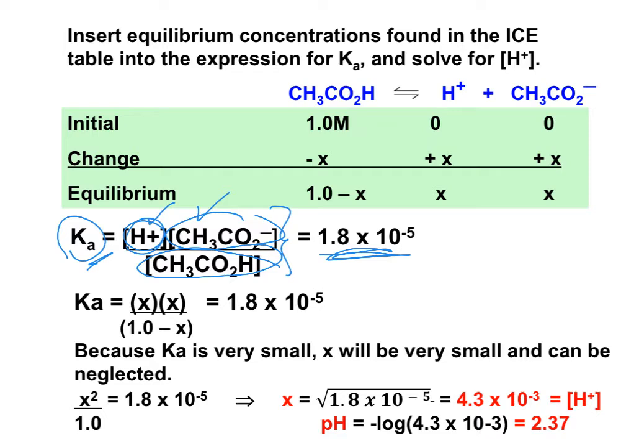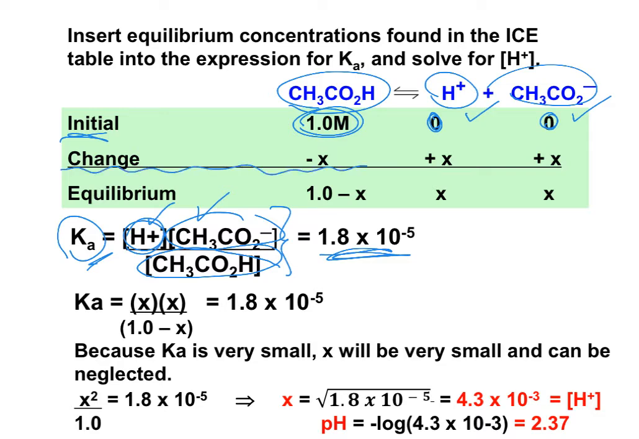So now let's see how we fill out this ICE table. The problem told us that the initial concentration of acetic acid was 1 molar. You always assume the initial concentration of the products are 0 unless you're told otherwise, okay? Now, the row that says change can be the trickiest one, and it's important, but it can be quite tricky, but it's not in this case.